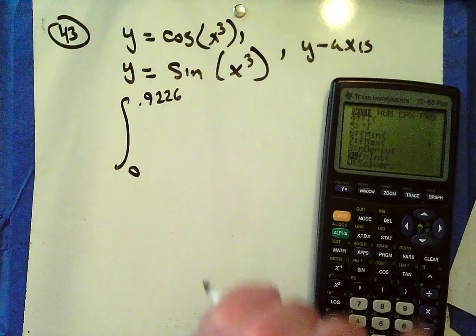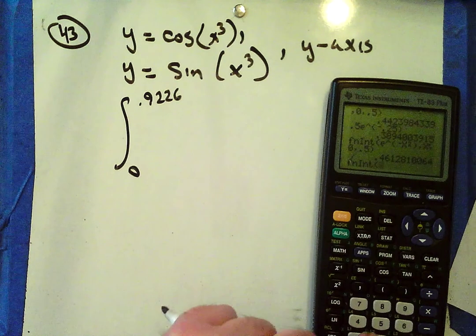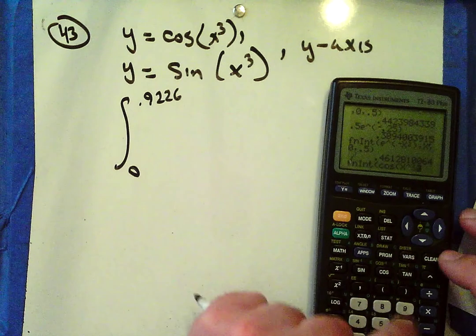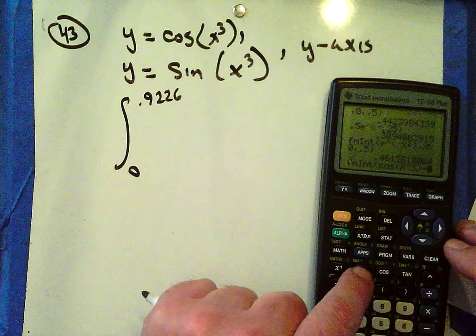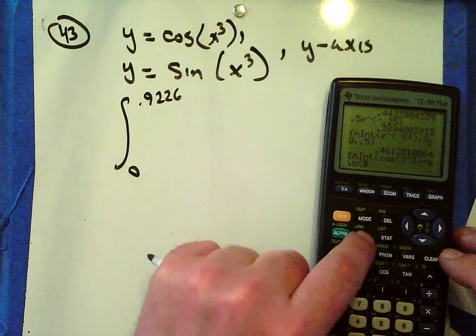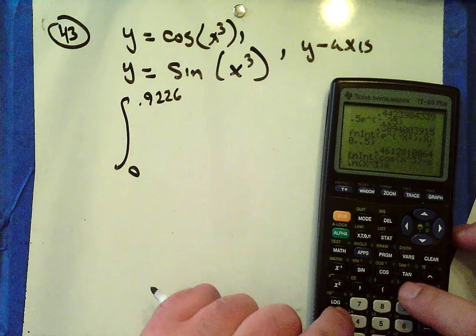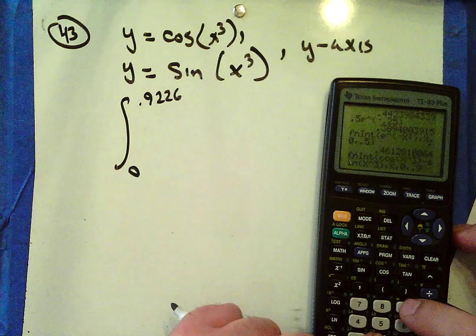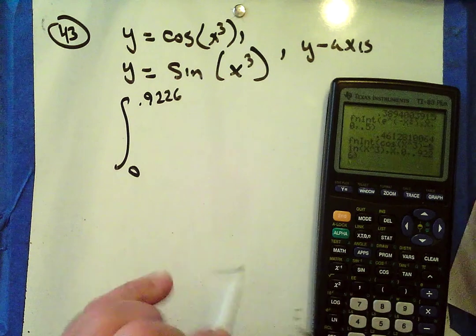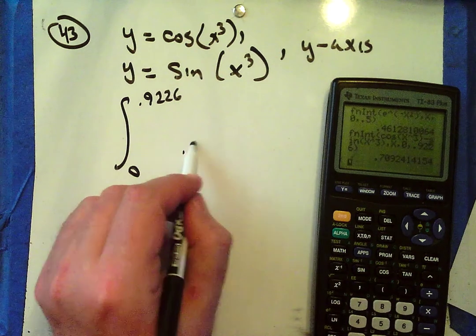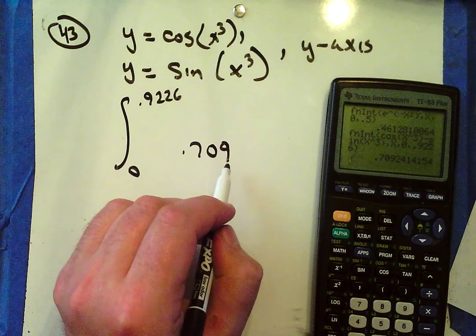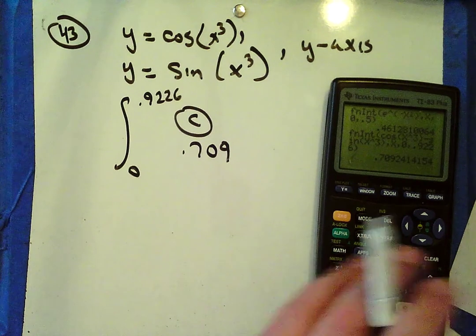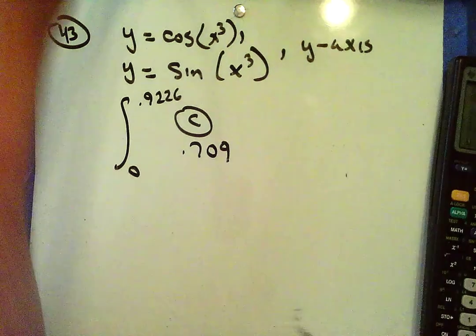Math int cosine x to the third minus sine of x to the third, comma x, comma 0, comma 0.9226. And I get 0.709, which is choice C. C for number 43. Ew. 44.